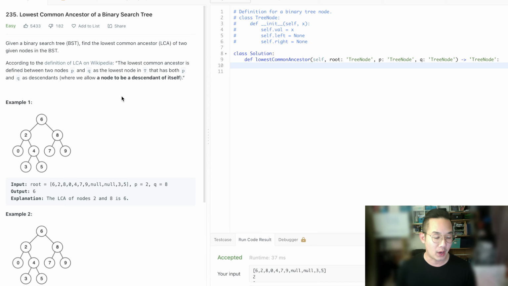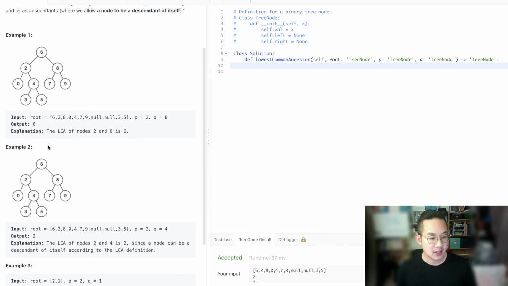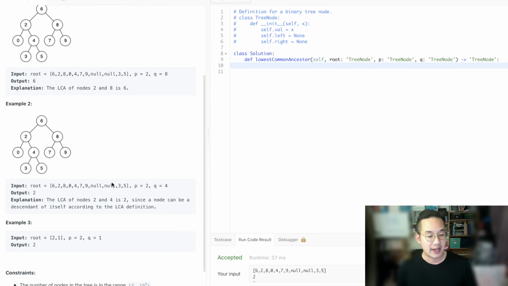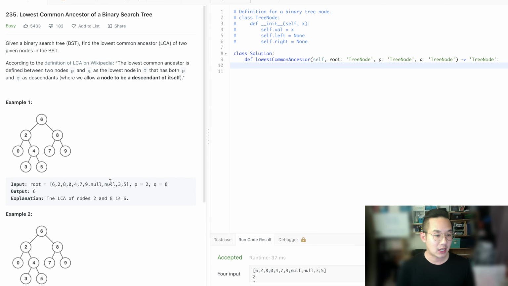So in example 1, this lowest common ancestor is 6. In example 2, the lowest common ancestor is 2 and 4. And the lowest common ancestor is guaranteed to be in this particular root, so we can be rest assured to not return null. We can for sure say it's a common ancestor of an item.